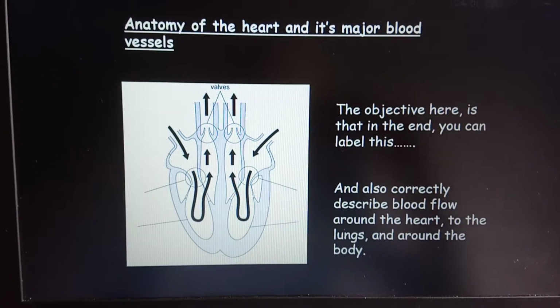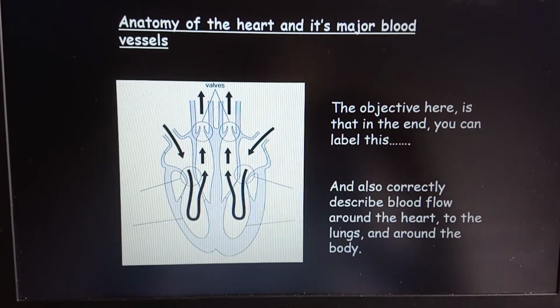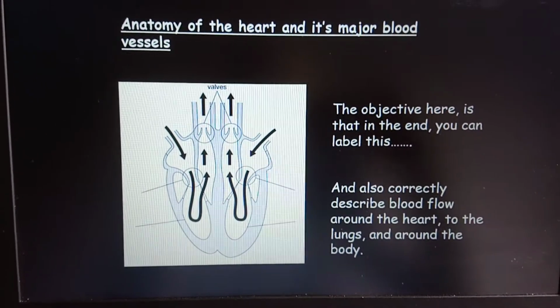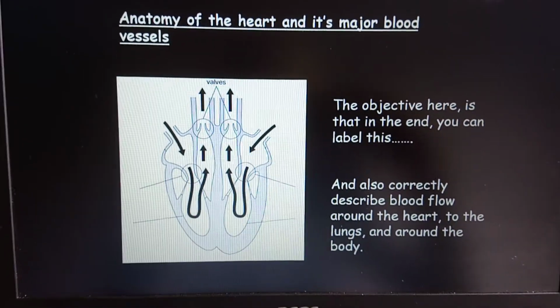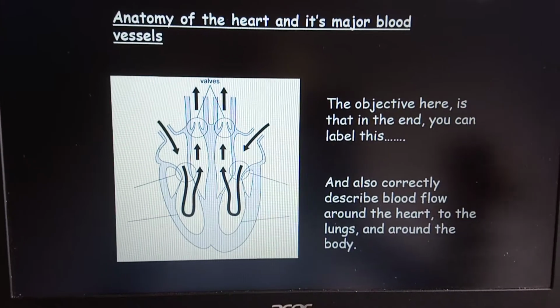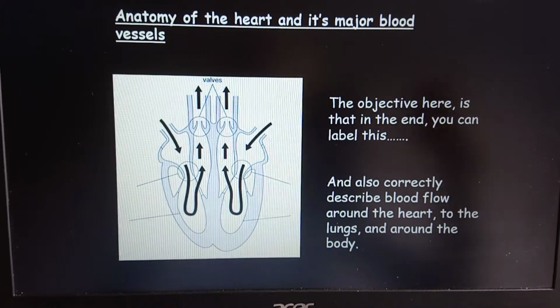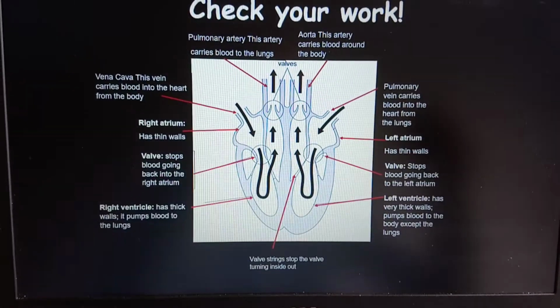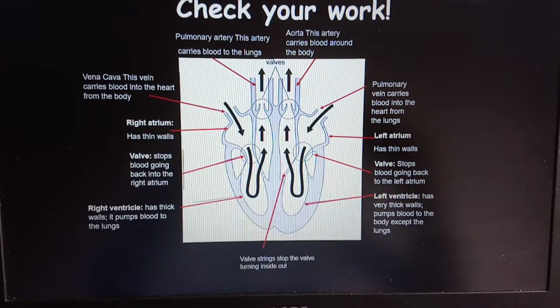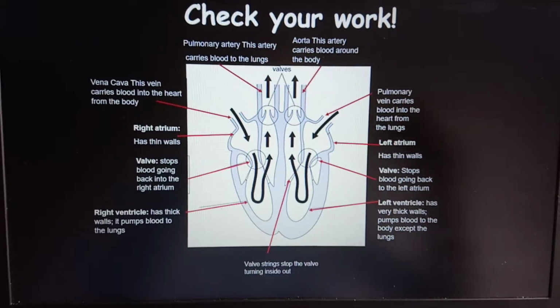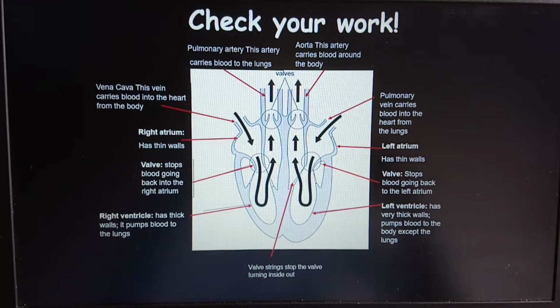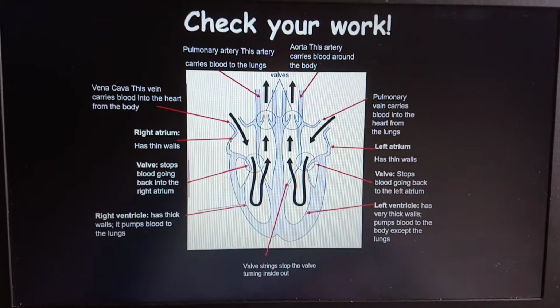So by the end of this lesson, we're going to be able to label a picture like this, like the structure of the heart, and also describe how the blood flows around the heart and to the lungs and to the body. All right, so have a little look and check that you have labelled your heart correctly.